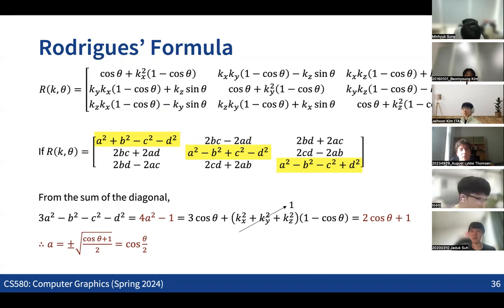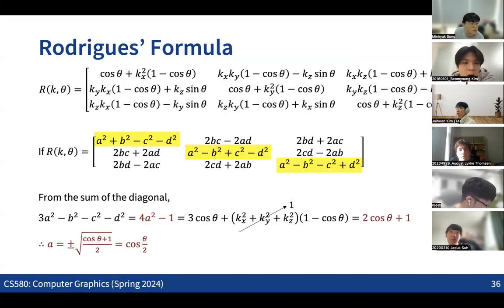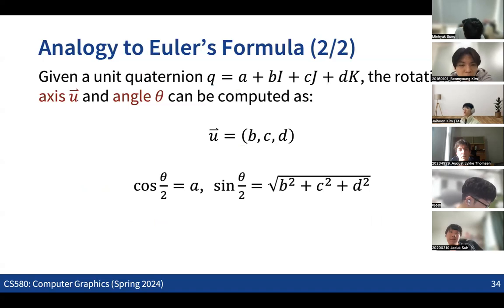If you check this out, then you can see that A should be the cosine of half of theta. Also, taking the sum of some parts of the diagonal terms, you can say that B should be this, and C and D should be those. So these are some details, but when you have a unit quaternion with the coefficients A, B, C, and D, then we can directly derive the rotation axis and the angle like this.